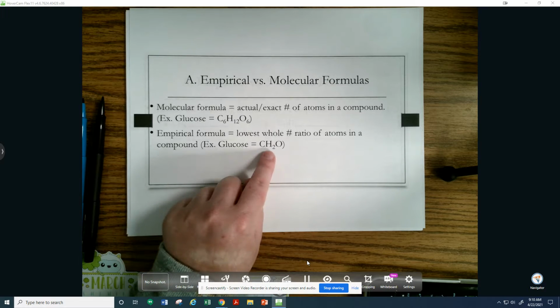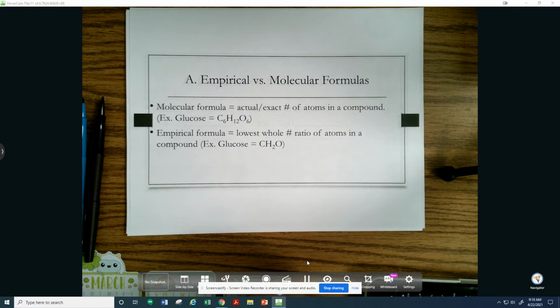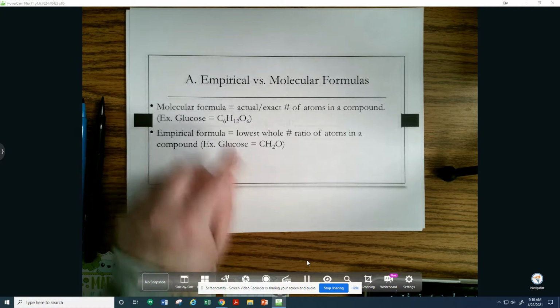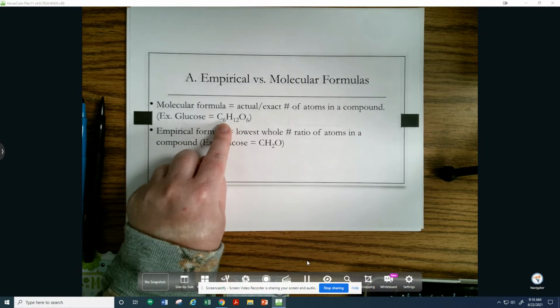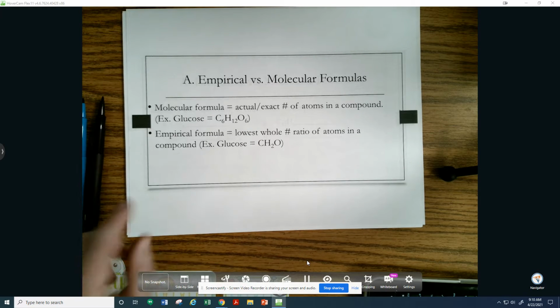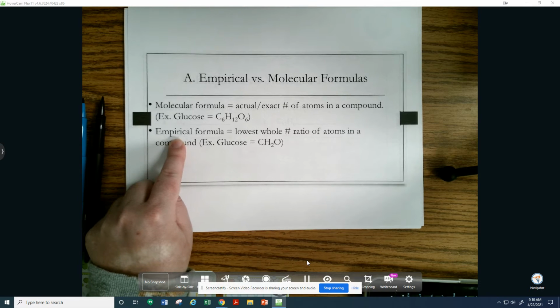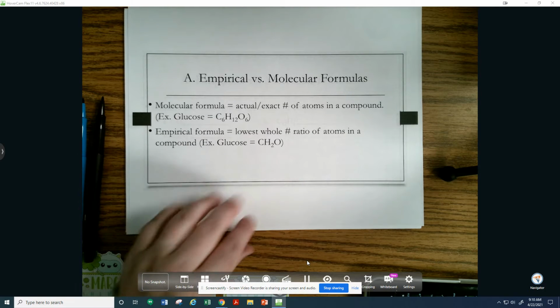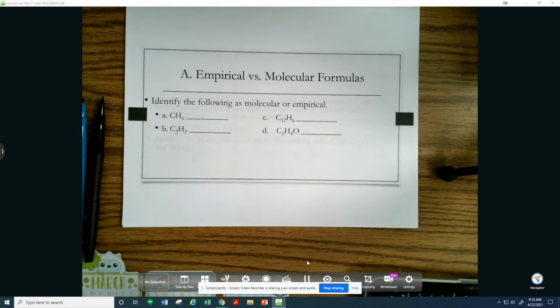The empirical formula gives us the ratio of these atoms, and it always has to be a whole number. We can't have partial atoms, so we can reduce this down to a 1:2:1 ratio. So for every 2 hydrogen, we have 1 carbon and 1 oxygen. We're going to start first by calculating what's called the empirical formula. Then we use that to determine the molecular formula.